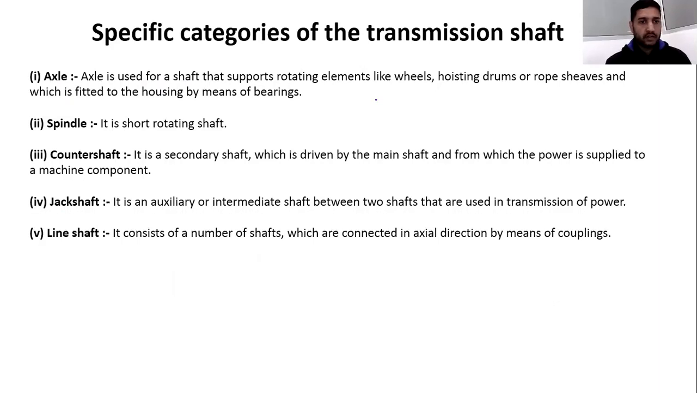And just like that, we have counter shaft. It is a secondary shaft which is driven by the main shaft, and from which the power is supplied to a machine component. And jack shaft is an auxiliary or intermediate shaft, that in between the two shafts, if we are using another shaft, that shaft is called a jack shaft. Then at last we have line shaft. It consists of a number of shafts which are connected in axial direction by means of coupling. So these are the different names of the shafts.